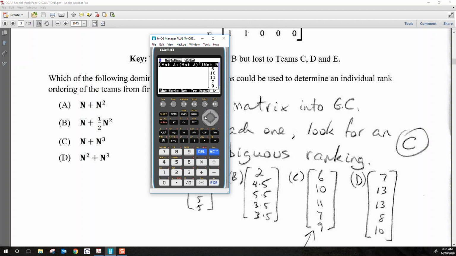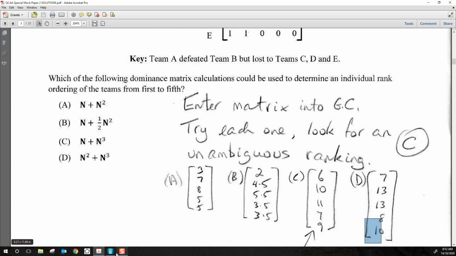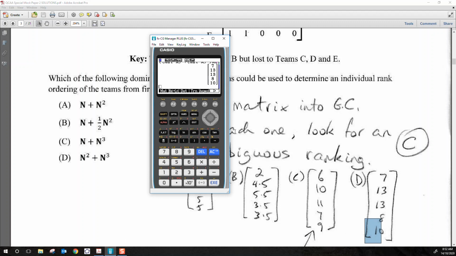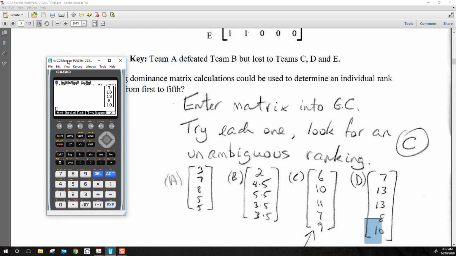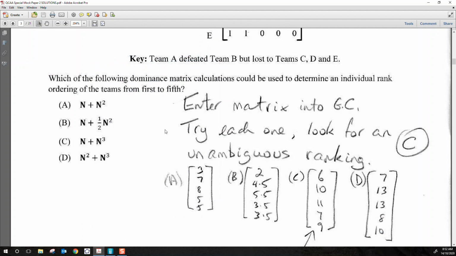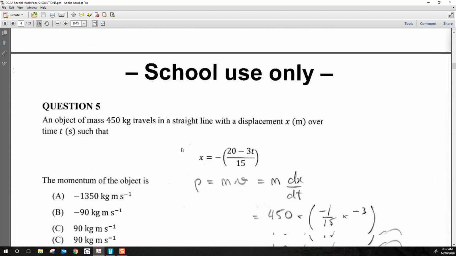And just to be on the safe side, I'll check the final one. So what I will need here, just to be on the safe side, I'll use some brackets around that one. So it's n squared plus n cubed. And there's the result. There's a couple of 13s. Sorry about that. It's not unique. So C is the choice. Definitely quicker to enter the matrix in the calculator.